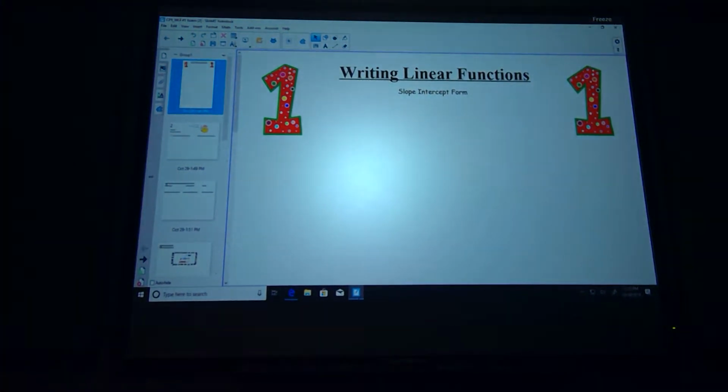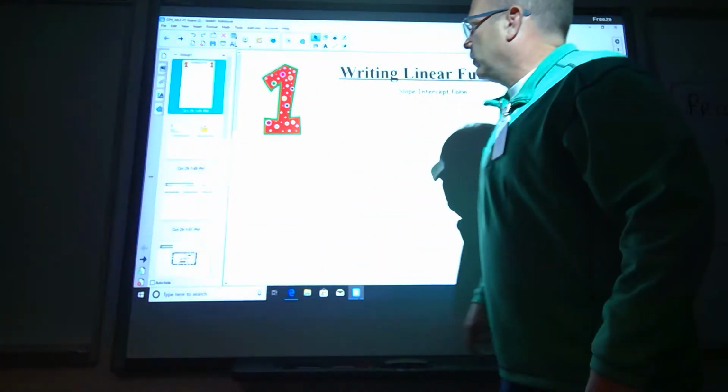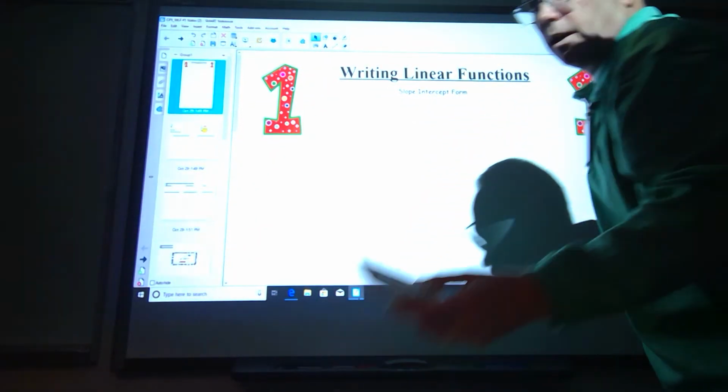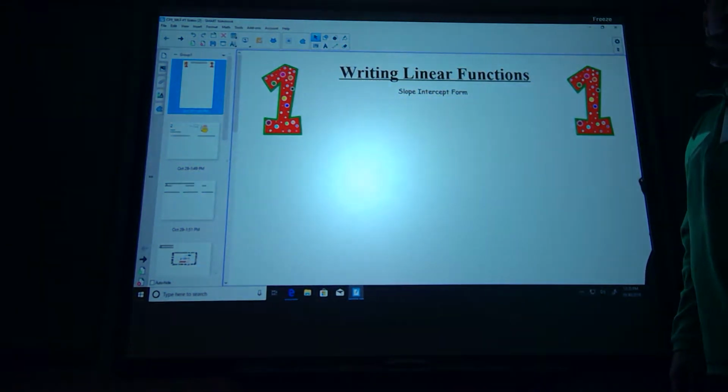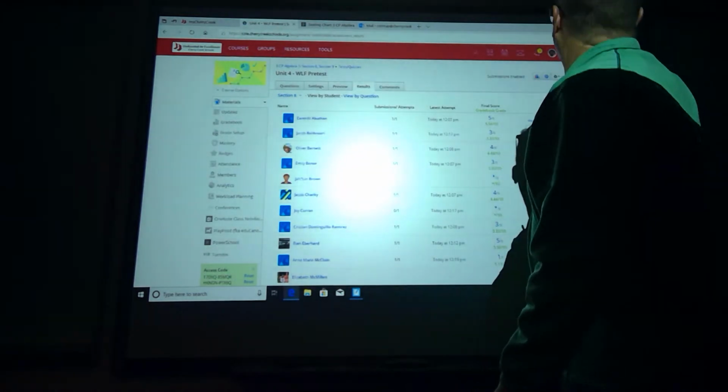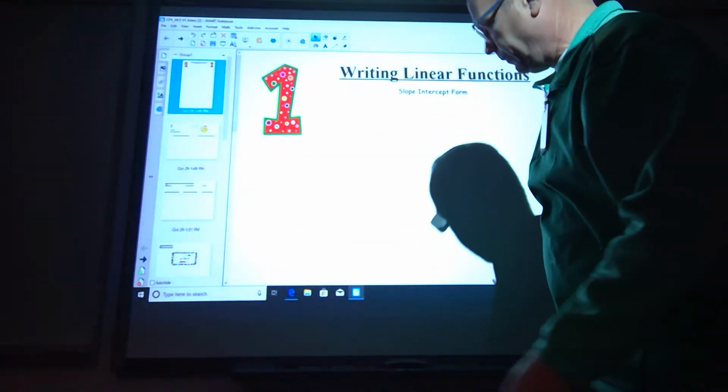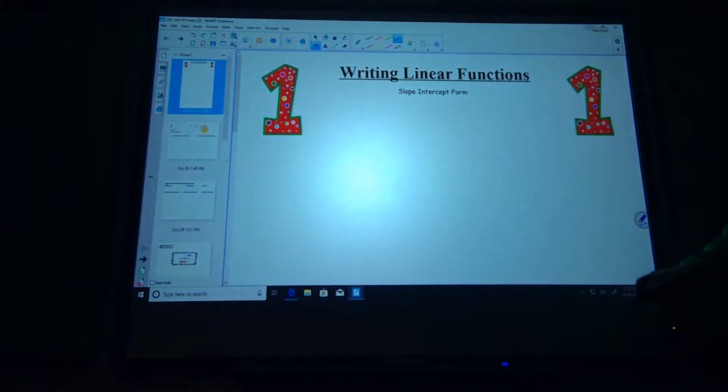All right, writing linear function, slope-intercept form. Slope-intercept form, you might have heard of it as y equals mx plus b. So you pause me if there's something that we do on here that you're like, wait. Oops, get out of there. There we go. All right, so next slide.